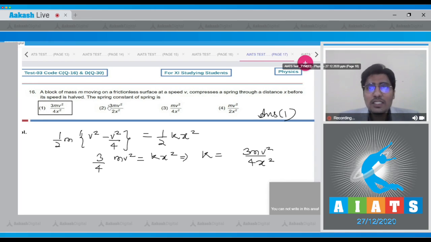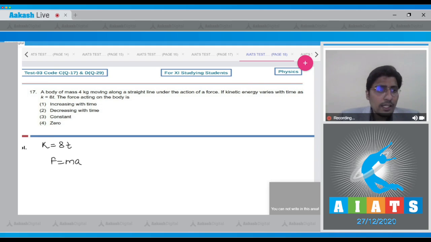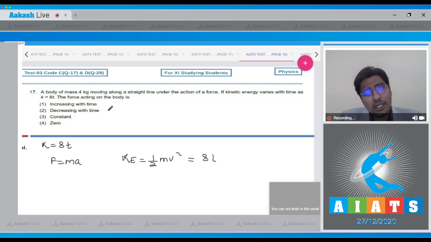Moving on to question number 17. Question 17 says a body of mass 4 kg moving along a straight line under the action of a force. If kinetic energy varies with time as K is equal to 8t, then the force acting on the body increases with time, decreases with time, is constant or zero. Student, force is equal to ma and the kinetic energy is equal to half mv square. Let us accept these two relations. So this is equal to 8t.